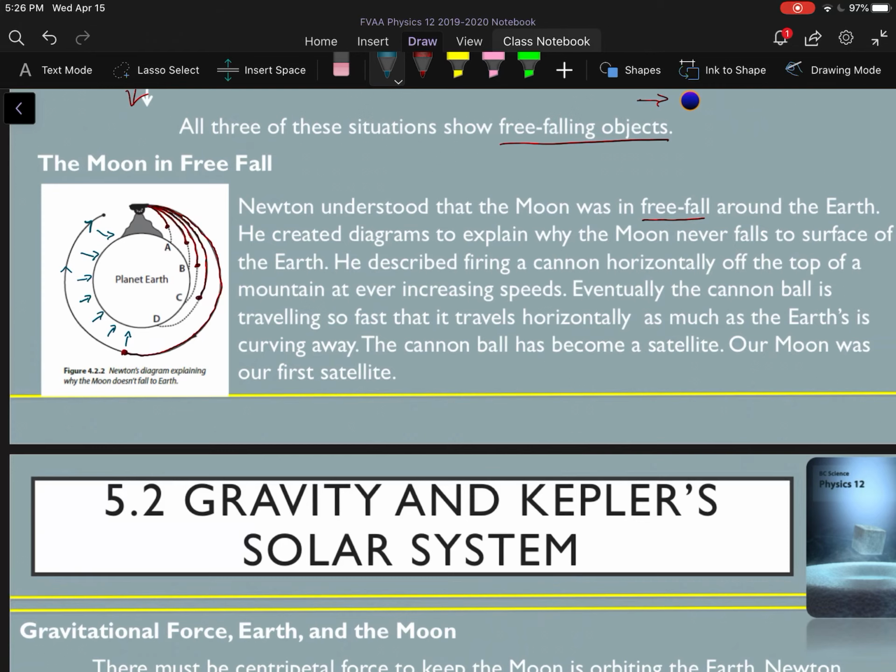So he created this diagram. Hopefully that's been helpful. We'll keep talking about this a little bit as well, and I'll try to demonstrate this in class together, our next class time together.